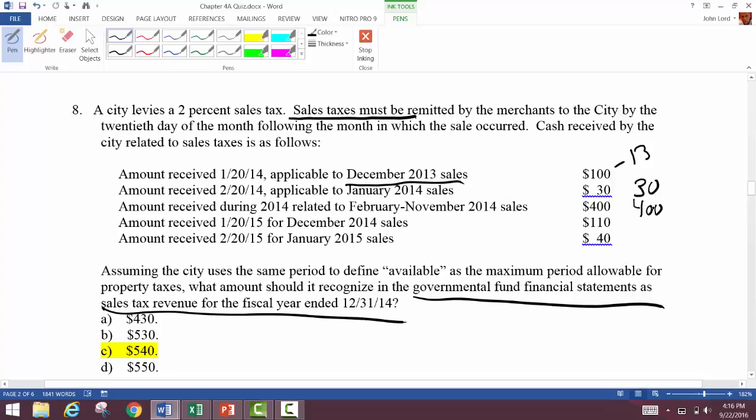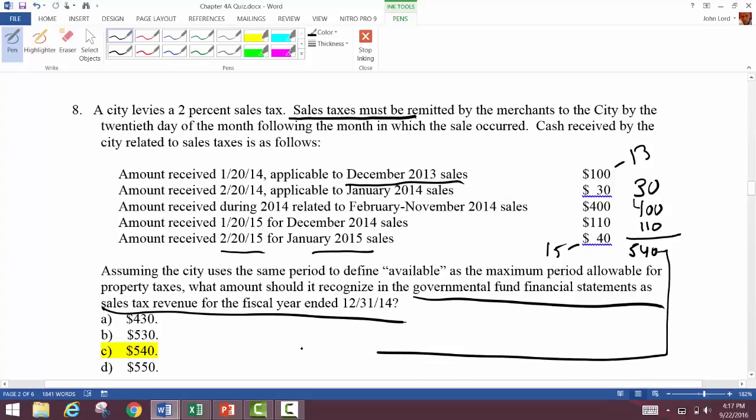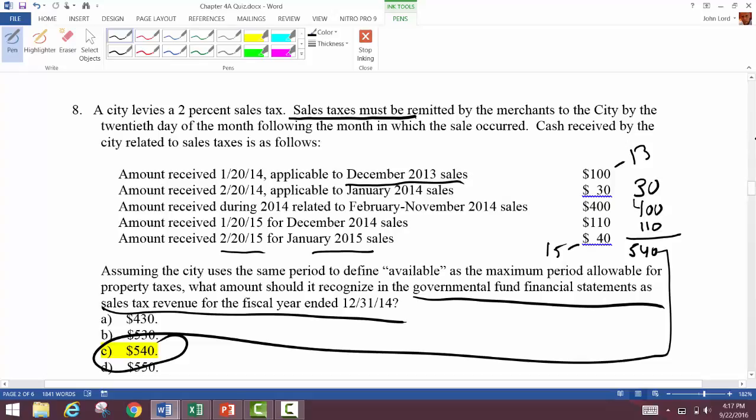How about amount received in 2015 for December 2014 sales? That's 2014 because it related to when the underlying sale took place in 2014. I'm still within 60 days, right? How about the amount received in January 2015 for 2015 sales? That's good. That's 15 money, right? Okay, good. So you add these up, and what's that? 540, I guess? Am I doing my math right? Good.